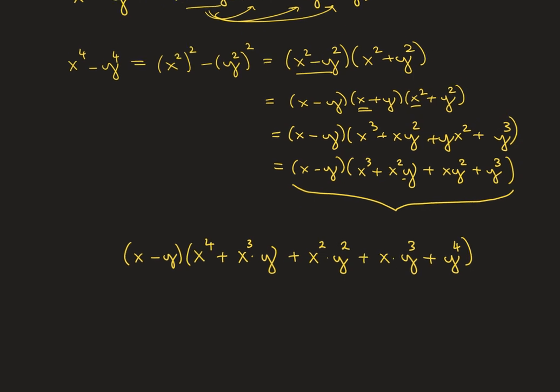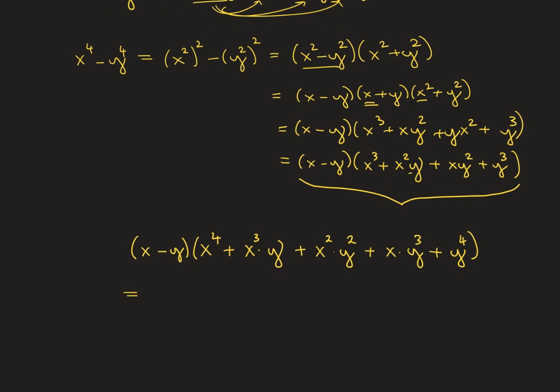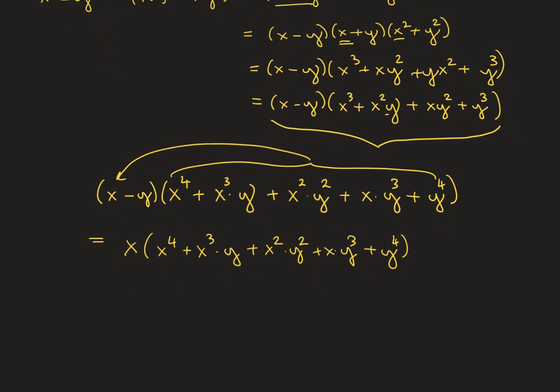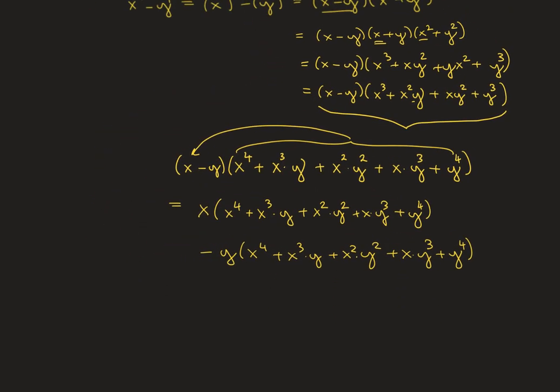Okay, this is going to be the same thing, distributing. It looks like I'll have an x times x to the fourth plus x cubed times y plus x squared times y squared plus x times y cubed plus y to the fourth. So I grabbed this whole thing and distributed into the x. But then I'll also have a minus y times that same thing: x to the fourth plus x cubed times y plus x squared times y squared plus x times y cubed plus y to the fourth. Oh, geez, so exhausting. But let's see what happens.